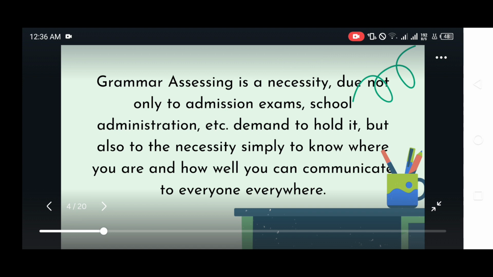Grammar assessment is a necessity, not only because admissions exams and school administrations demand it, but also because we need to know where we stand and how we can communicate to everyone everywhere. Grammar is an essential part of any language, and students should be well versed in the grammatical knowledge of appropriate subjects.